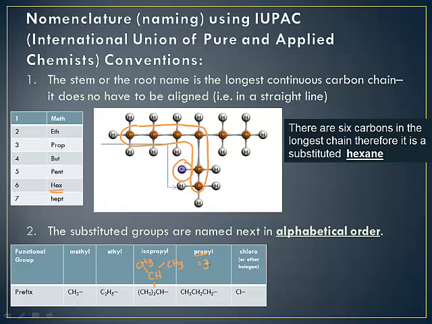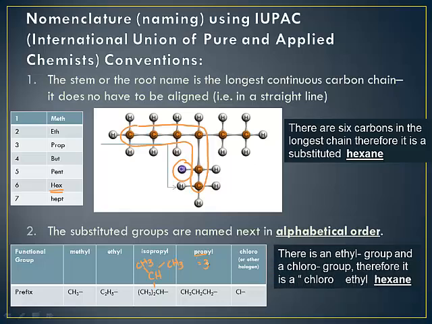Propyl is just a straight chain with 3, because prop equals 3. We can also substitute with halogens: chlorine, bromine, iodine, fluorine. When we do so, we take the name of the halogen and change it so that it has an O at the end. So chloro is from chlorine, bromine becomes bromo, fluorine becomes fluoro, and iodine, which is the funny sounding one, becomes iodo.